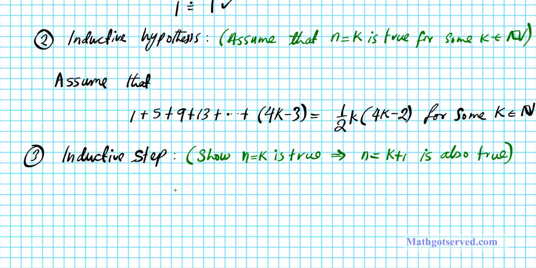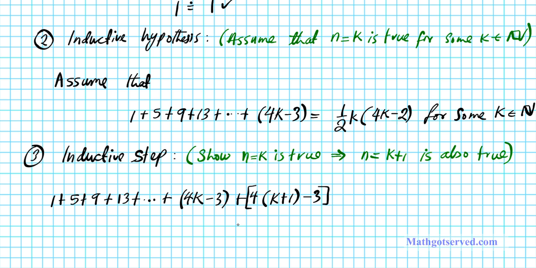Let's start by rewriting the left side of the problem, and then we're going to take the next step. If we write the left side, we're going to have 1 plus 5 plus 9 plus 13 plus ... plus 4k minus 3. Now the next step is plus 4, instead of k, we're going to have k plus 1 minus 3.